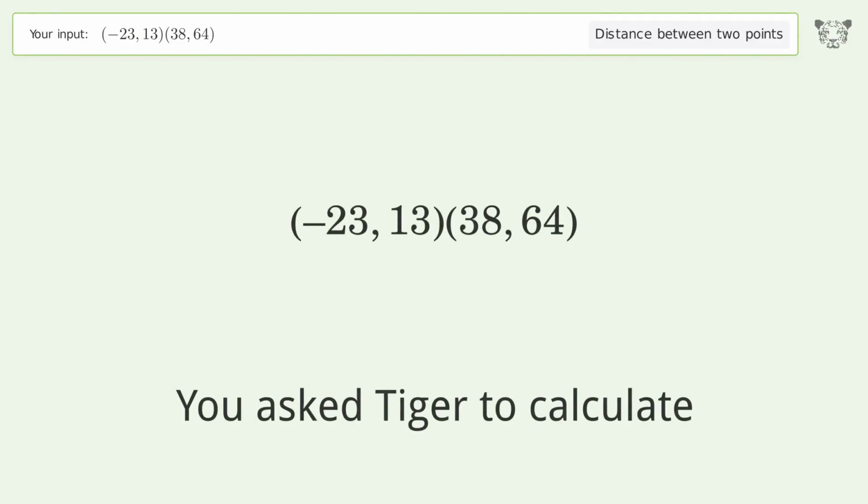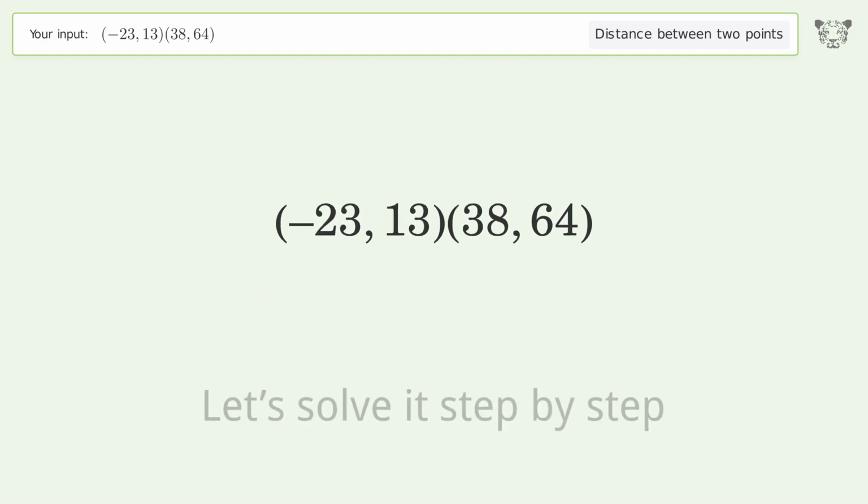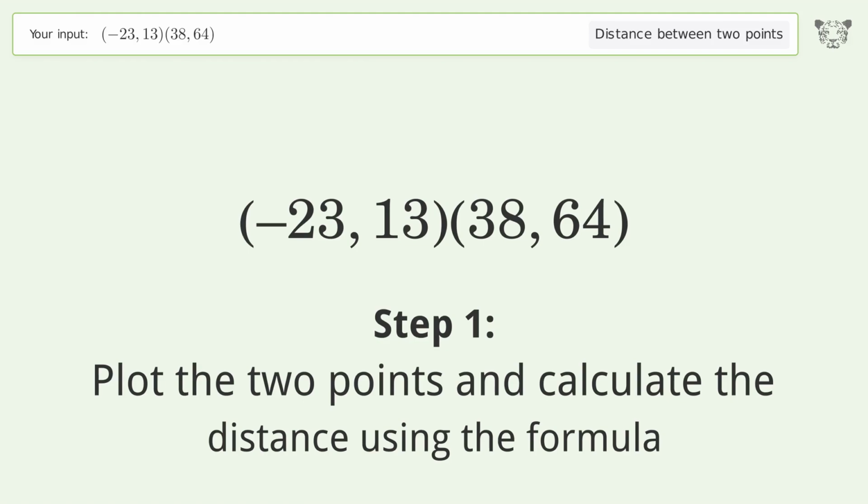You ask Tiger to calculate. This deals with the distance between 2 points. The distance between the 2 points is the square root of 6,322, or 79.511. Let's solve it step by step. Plot the 2 points and calculate the distance using the formula.